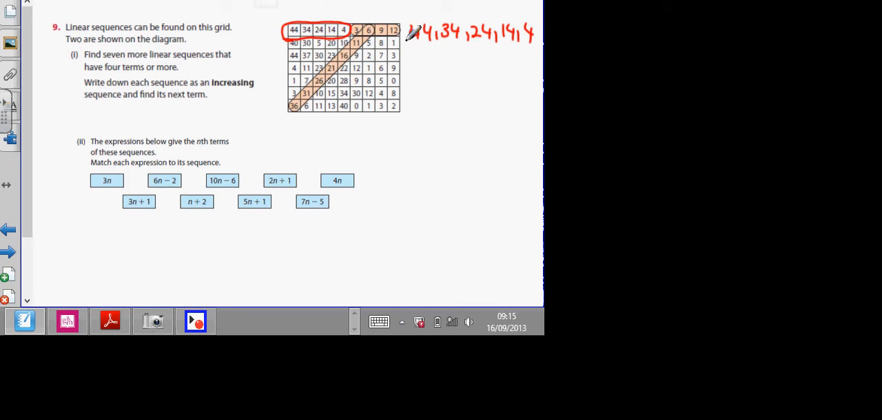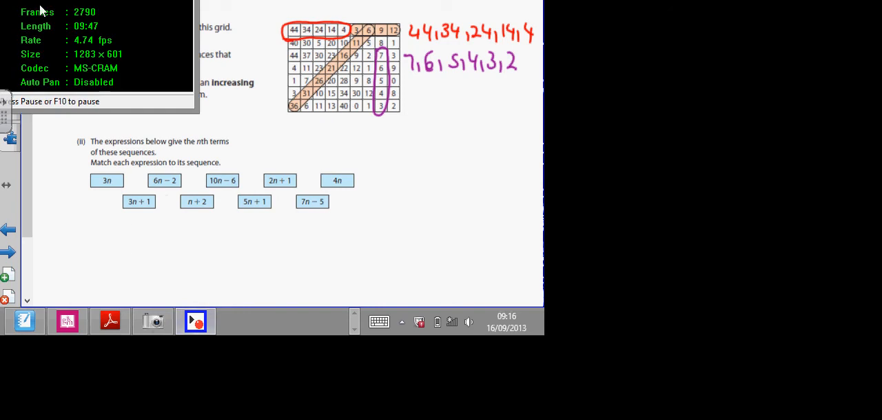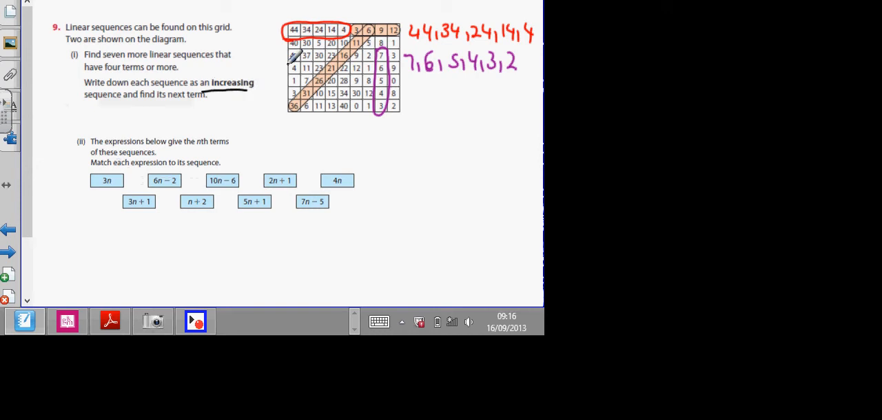Okay, let's keep looking. Can anybody else see any other ones? What about this one here? What do you think? 7, 6, 5, 4, 3 and 2. That'll do me. Can anybody spot any other ones? Just remember, it says write down each sequence as an increasing sequence of numbers. So this one should be 2, 3, 4, 5, 6 and 7. Now what Oscar was saying there was we have this one here that goes up in sevens. So we have 23, 30, 37 and 44.